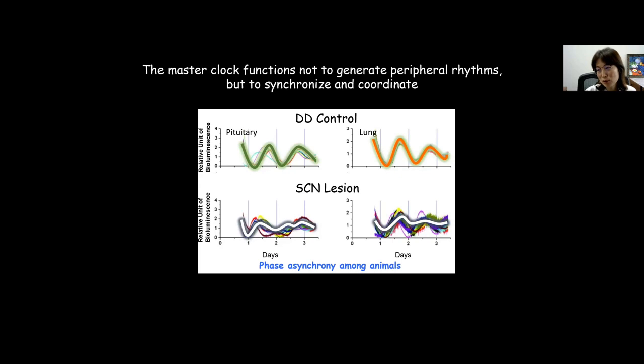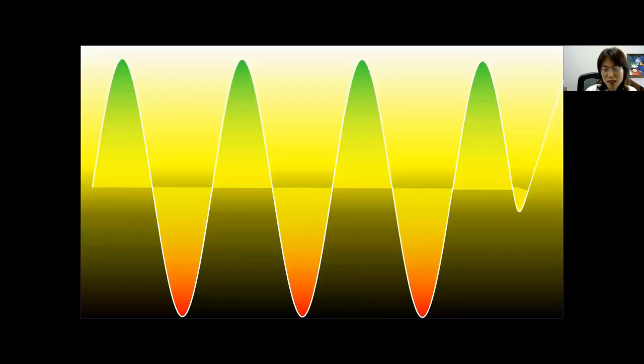And their integrity between the tissue rhythm was abolished. That was what we learned. And then I just want to share very briefly about what I realized very recently.